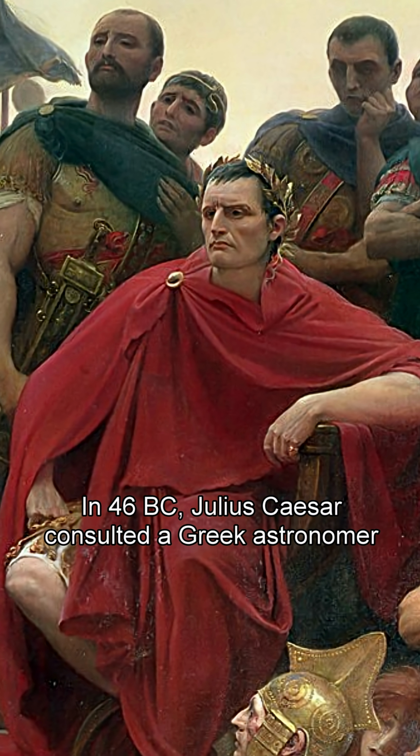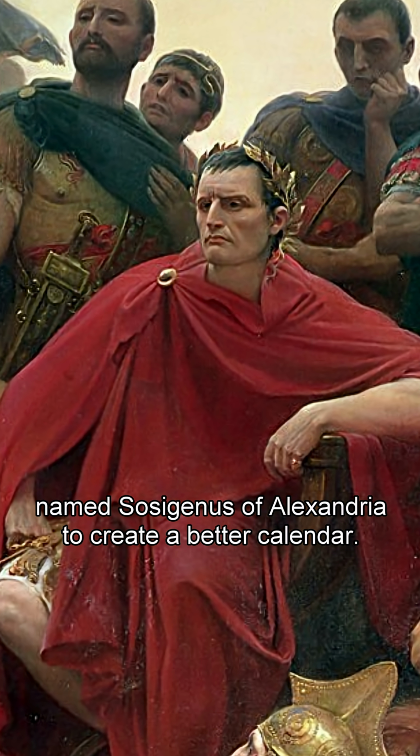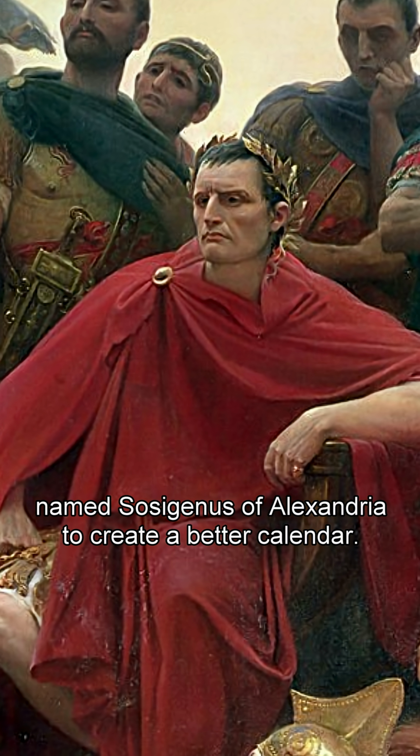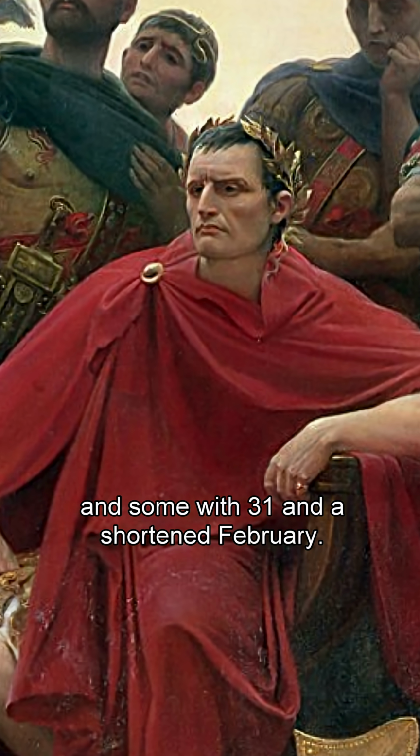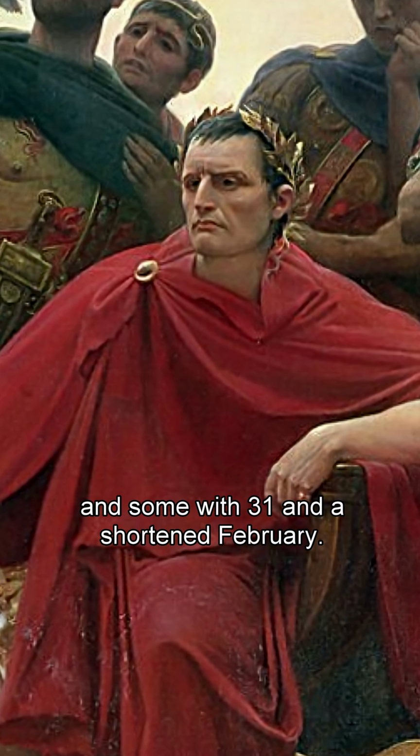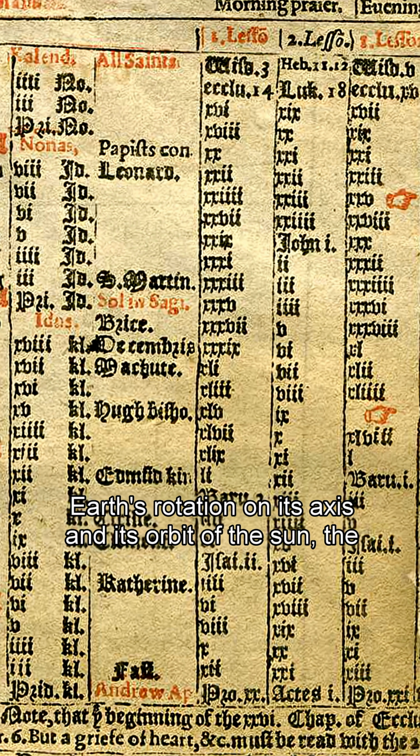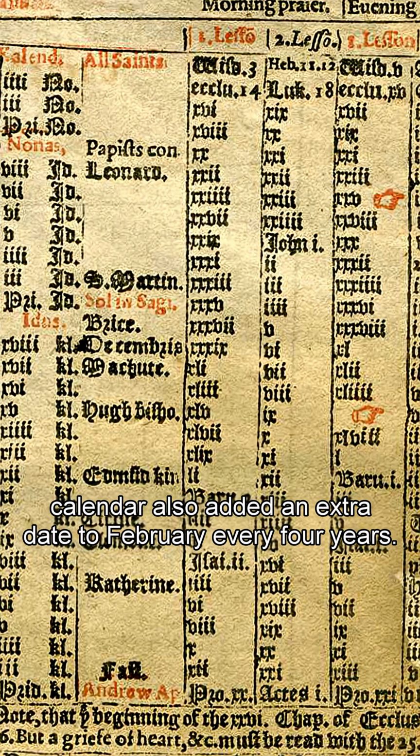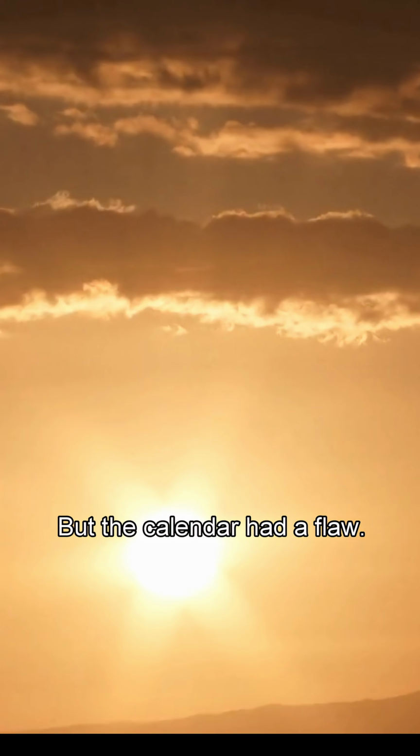In 46 BC, Julius Caesar consulted a Greek astronomer named Sosigenes of Alexandria to create a better calendar. The Julian calendar included 12 months, some with 30 days and some with 31, and a shortened February. To account for the discrepancy between the Earth's rotation on its axis and its orbit of the Sun, the calendar also added an extra day to February every 4 years. But the calendar had a flaw.